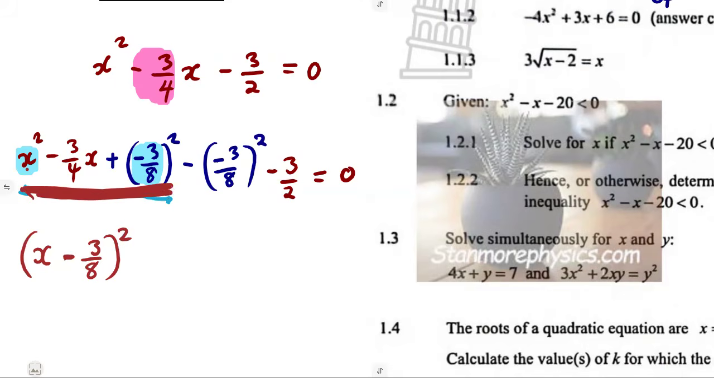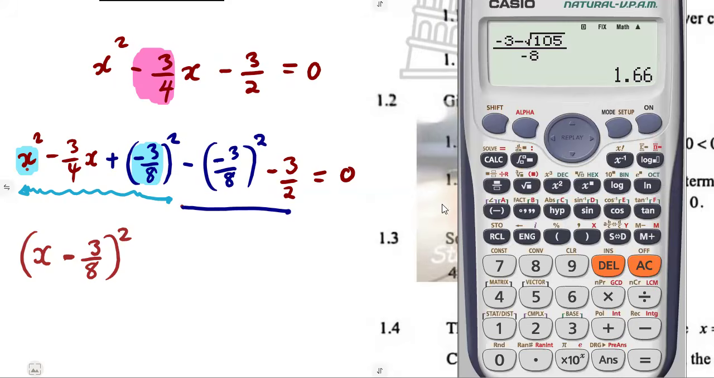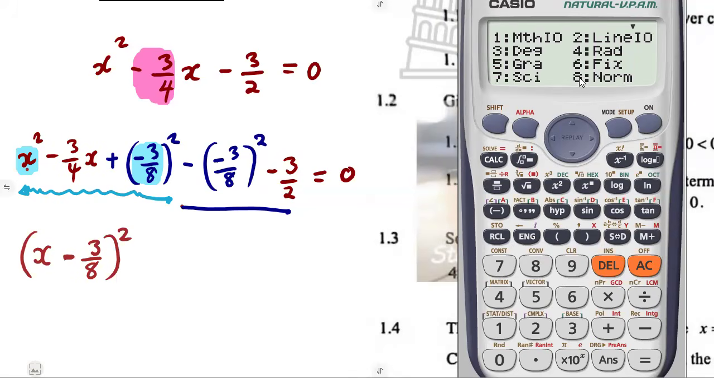This is how you factorize a perfect square. The rest we simplify. So we are going to simplify this part that is remaining. All right, so let us simplify this. Remember, we fixed our calculator. Let's get back to the normal. That's 8. Then press 2.